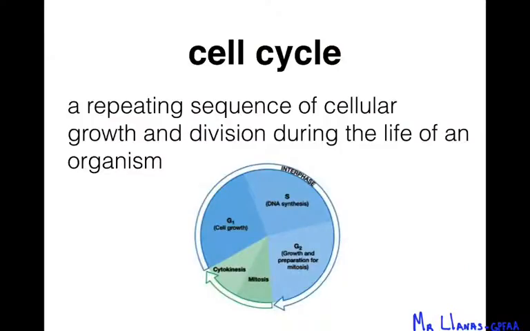Now, the cell cycle is just a repeating sequence of cellular growth and division during the life of an organism. All it is is the growth of a cell or the making of more cells, right? This is the life cycle of the cell: it grows and it divides. That's the cell cycle. The purpose of this cell cycle is to make more cells for us.